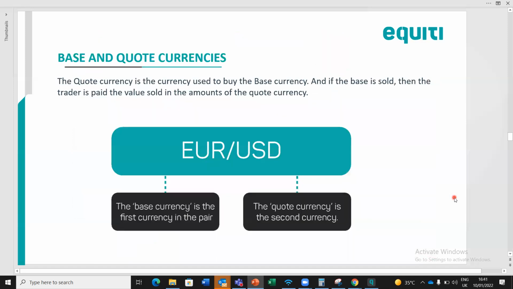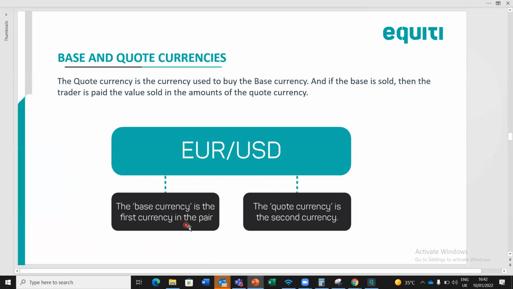Let's quickly look at what we call the base and the quote currencies. The quote currency is the currency used to buy the base. Before I come into that, let me quickly explain this using the picture you can see here. Now we have EUR/USD. Remember, it's a pair. We trade it in pairs. We have the Euro and the USD. Now, what is the base currency? What is the quote currency?